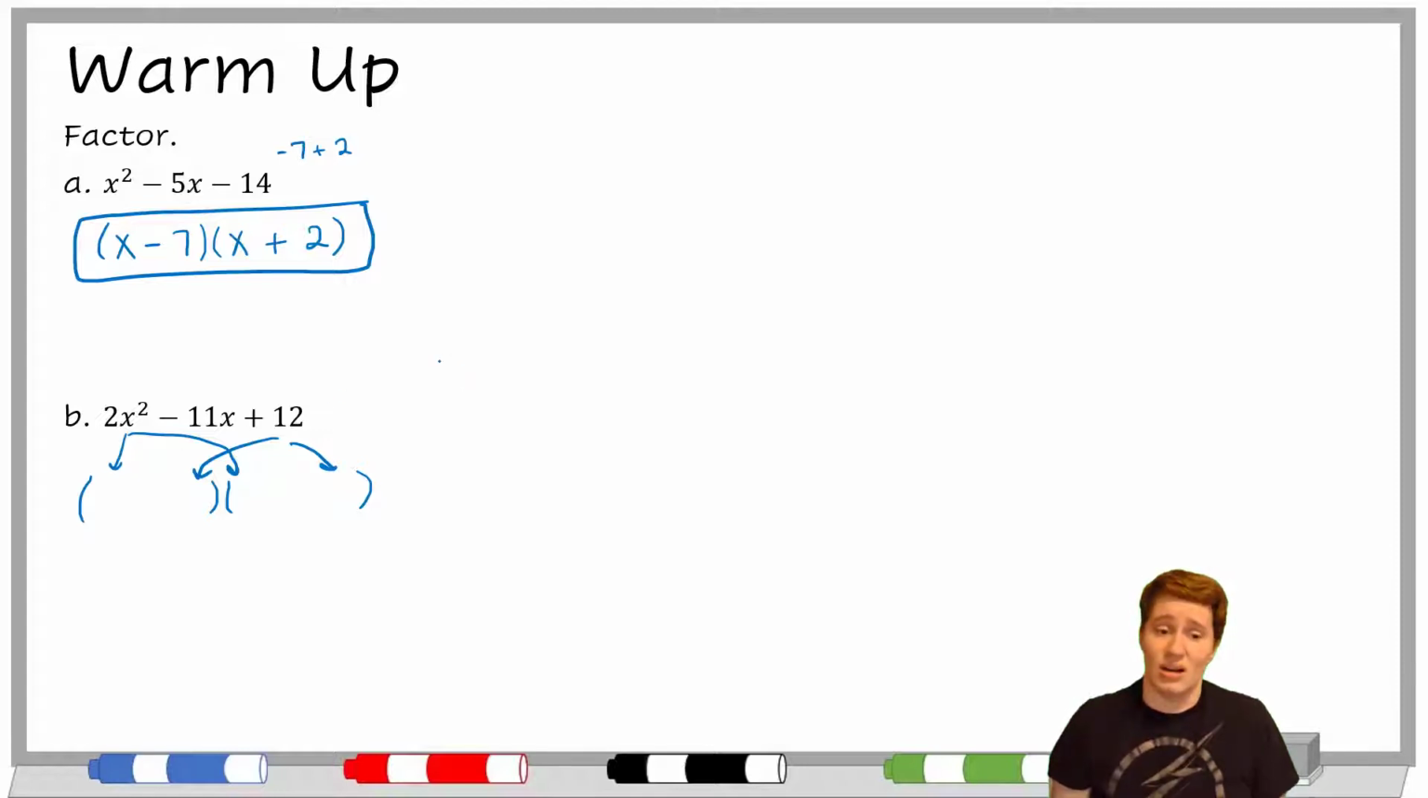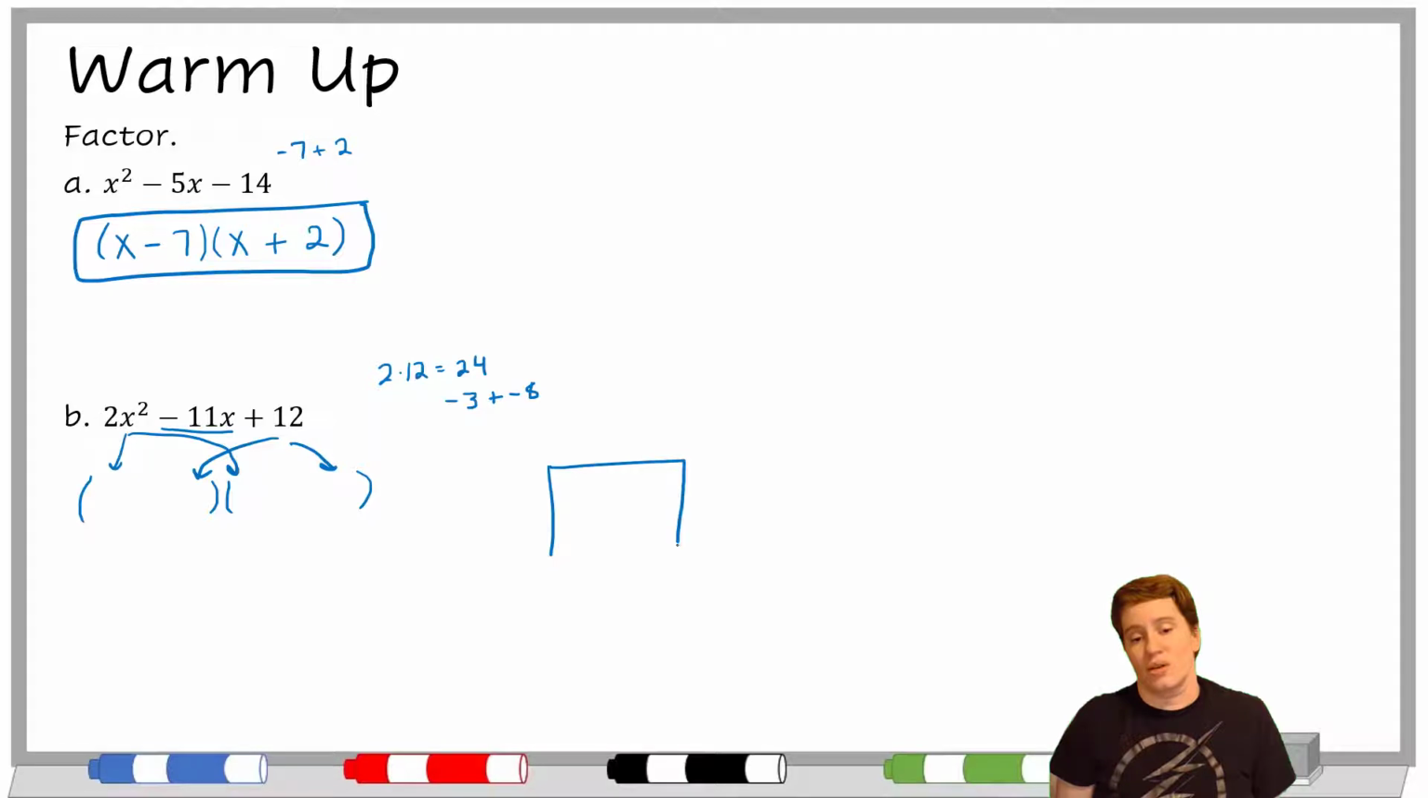So I'm going to use the box method. The other method you might use is slide and divide or split the middle term. And they all work really similarly. But I'm going to do 2 times 12, which is 24. And I'm going to say, what multiplies to get 24 that adds to get negative 11? And that's going to be a negative 3 plus a negative 8. Because they multiply to get positive 24. They add to get negative 11.